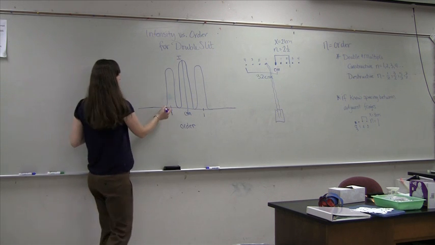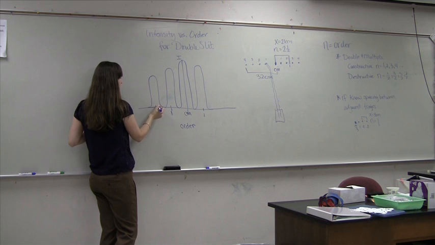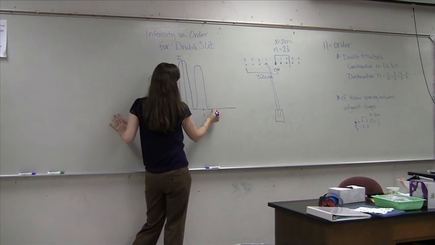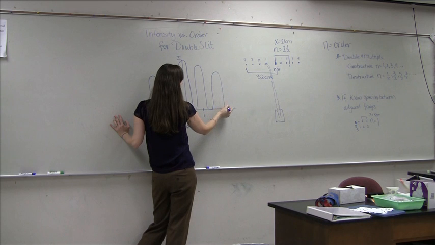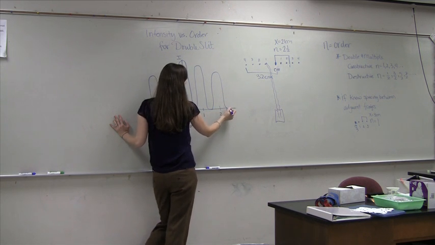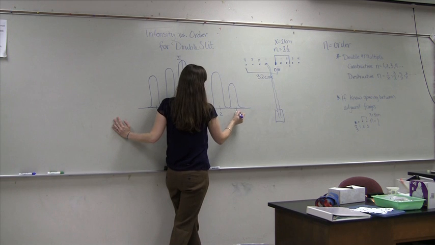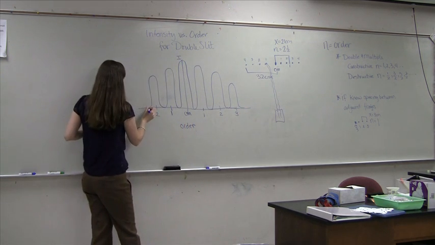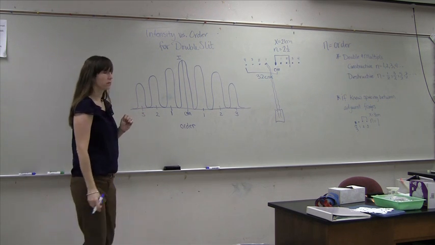Then we draw another one. Second order. And again, the intensity is tapering off because the path lengths are longer as we go out. And we could do the third one. We could keep going forever and ever if we wanted to.